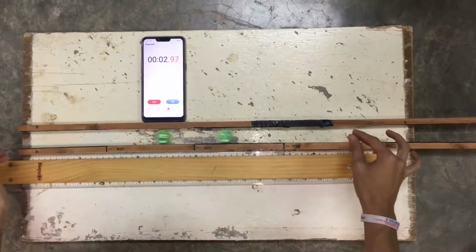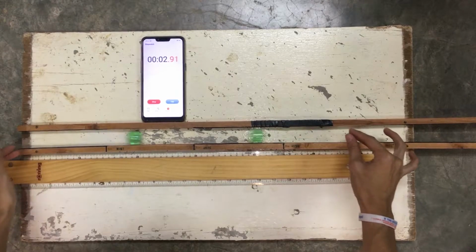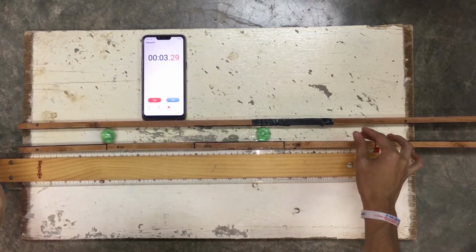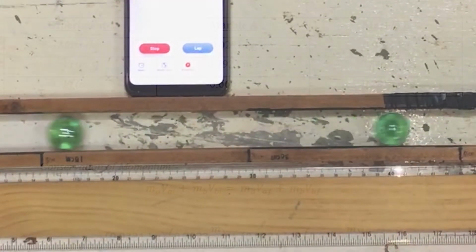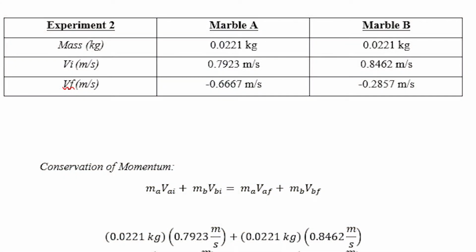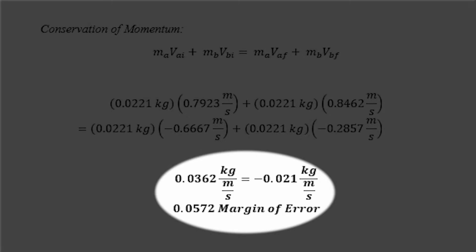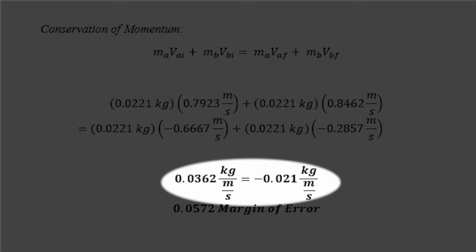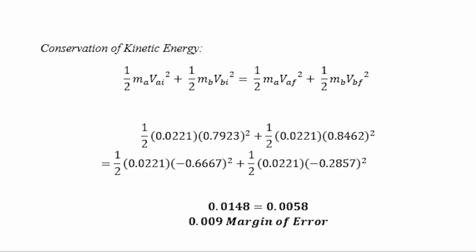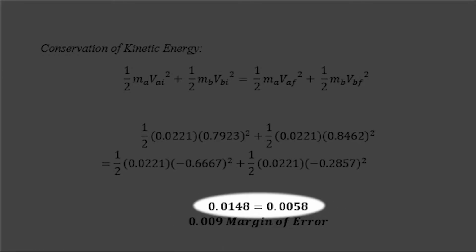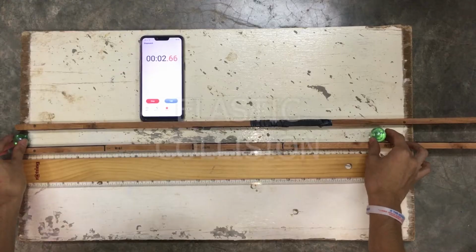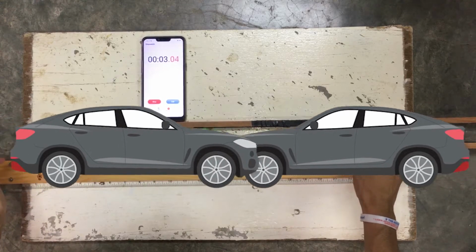In experiment 2, we used 2 marbles of the same mass again. This time, both of the marbles were moving toward each other. The result was an opposite reaction after their collision. Their velocities were slower after the collision. Momentum was conserved with a 0.06 margin of error. It is difficult to determine if momentum was truly conserved since the value difference is large. Kinetic energy, however, was conserved with only a 0.009 margin of error, and the values for kinetic energy conservation are close to equal, especially if rounded off to the second decimal place. From this, we can say that this was elastic.